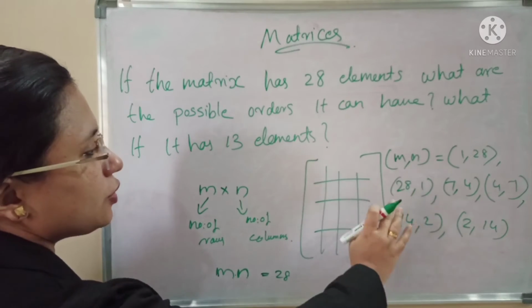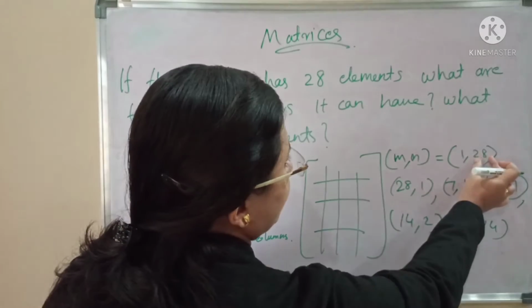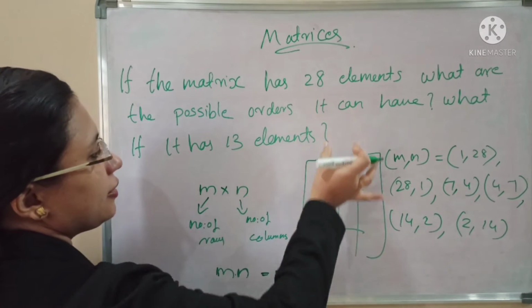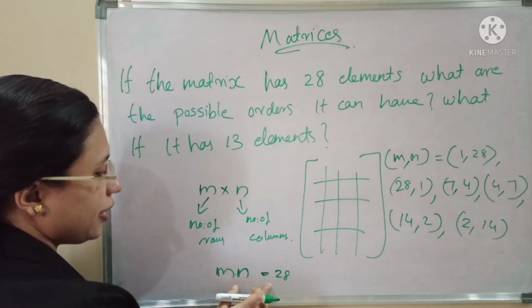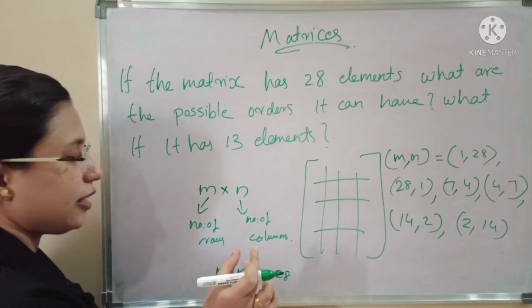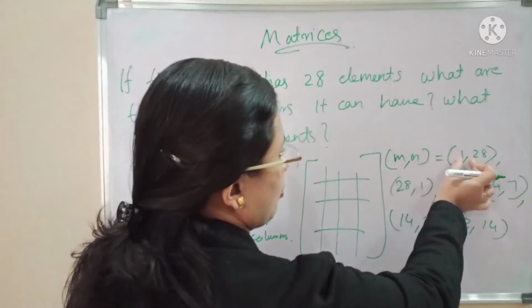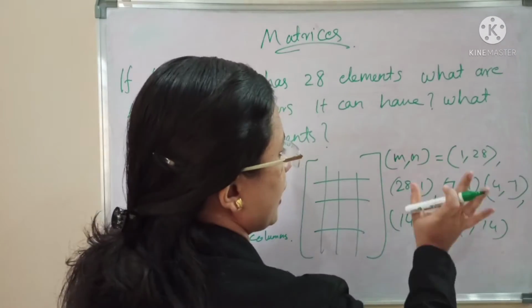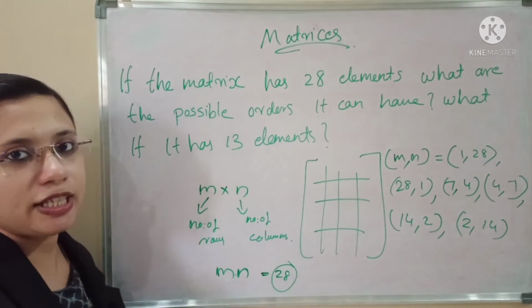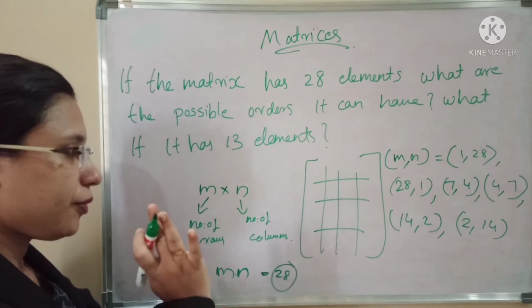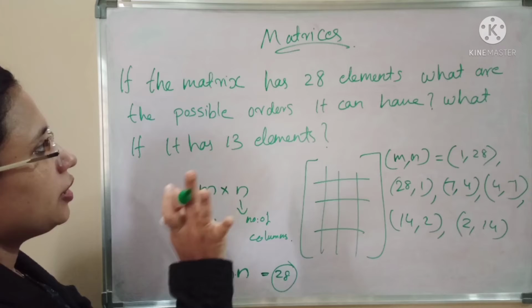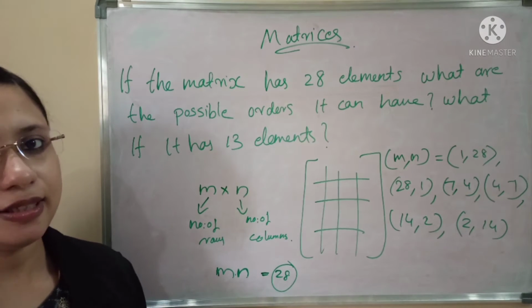When we multiply the first and the second term, we are getting 28. So we are satisfying this equation, when we multiply the number of rows and number of columns, we are getting 28. So these are the possible orders of a matrix containing 28 elements.